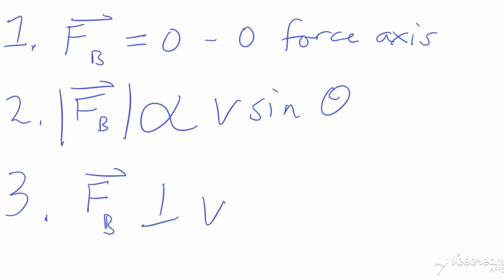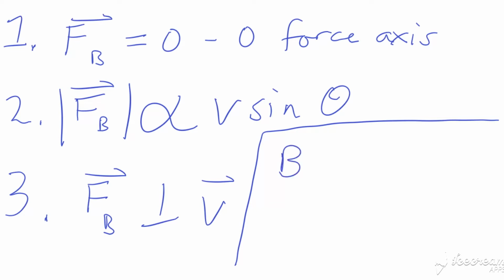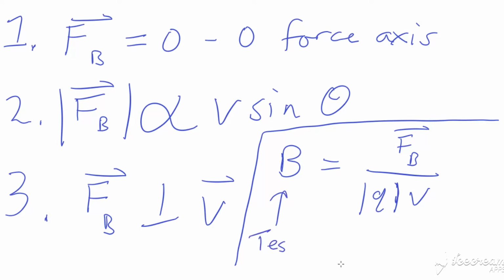Now, with these facts in mind, what we can essentially do is create an equation for this magnetic field strength called B. The magnetic field strength can be written as the force of magnetism divided by the magnitude of charge times the velocity of the particle. This magnetic field is measured in Tesla, the force is measured in newtons, the charge in coulombs, and the velocity in meters per second.